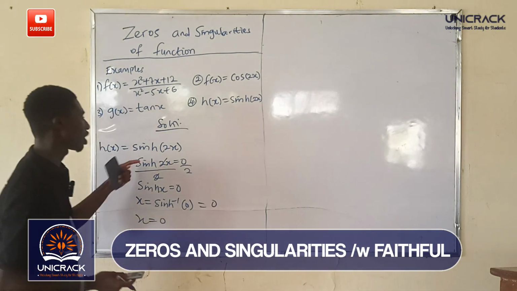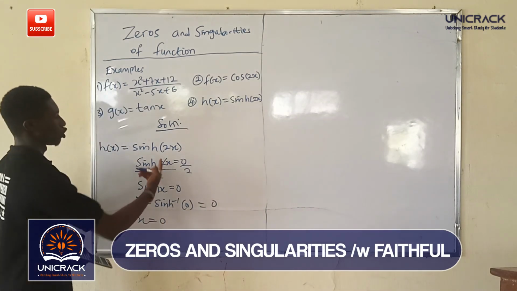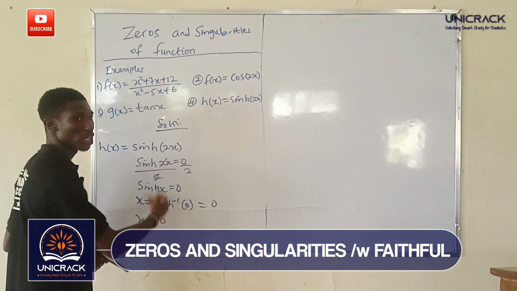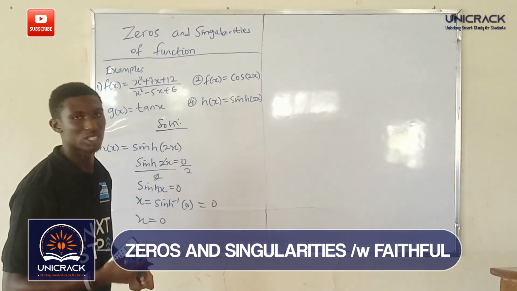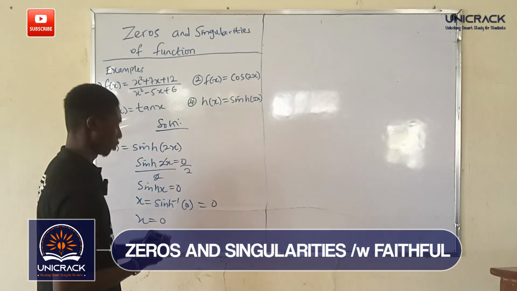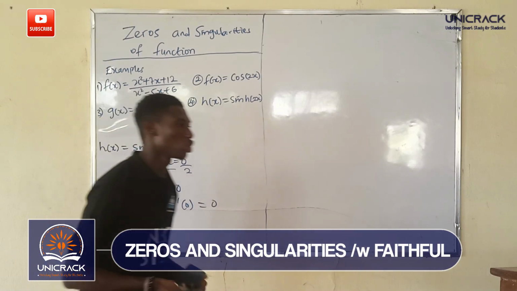So that means the zero of this function is what? 0. Normally, we divided by 2 here, so we are meant to divide the answer by 2. But 0 divided by 2 will also be what? 0. And therefore, the zero of this function is 0. Now let us look at the singularities of a function.